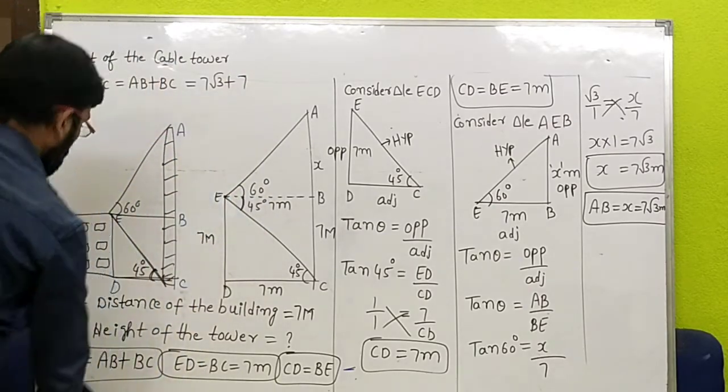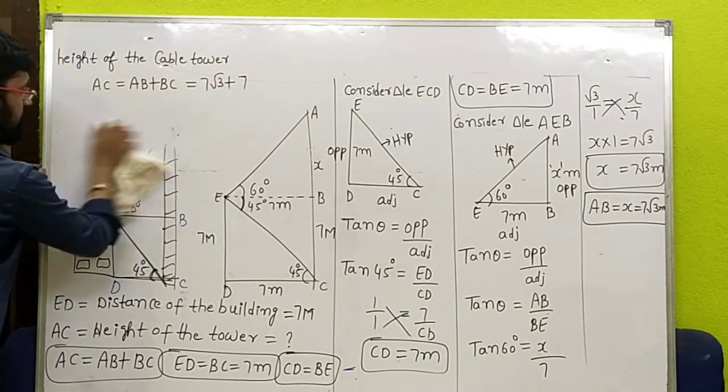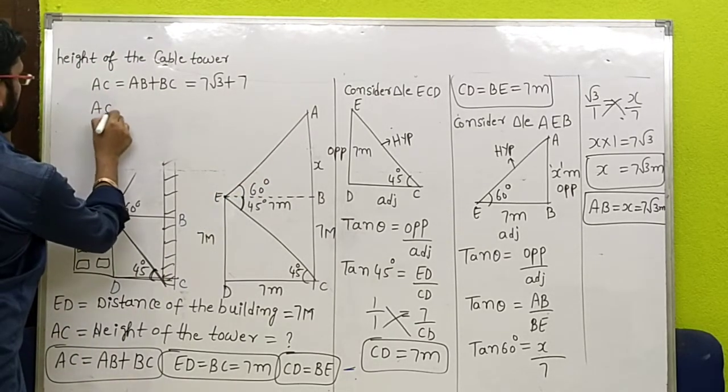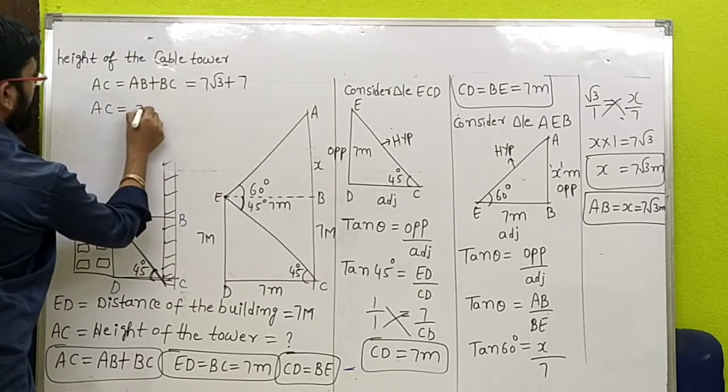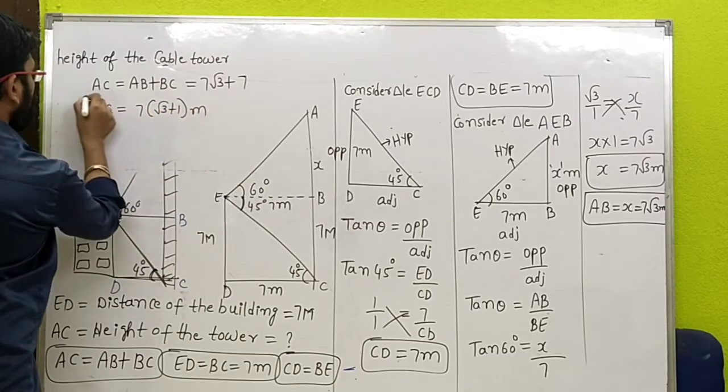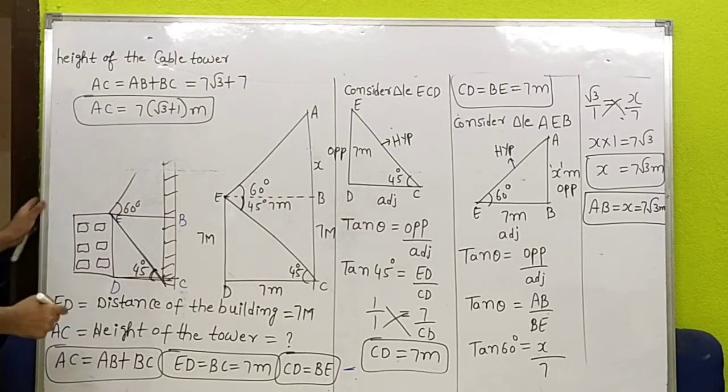Now the height of the cable tower AC is equal to, if you take 7 common, root 3 plus 1 meters. Okay, this is the height of the cable tower.